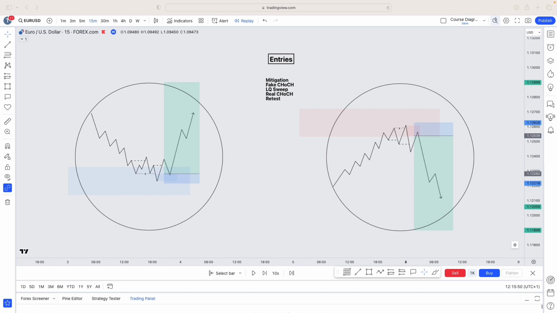Now, this is all fractal structure, which is why I said you need to be very comfortable in mapping fractal structure, as these entry models can present themselves very quickly, and you need to not be hesitating when entering trades. So the 5 criteria for the entry model is mitigation, fake CHoCH, liquidity sweep, real CHoCH, and then a retest. Okay, they are the only 5 criteria that we need when we are in a supply or demand zone.